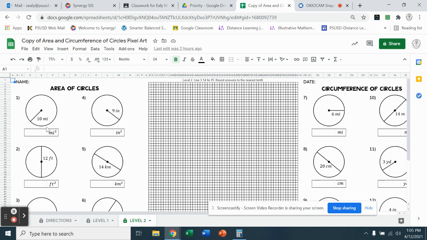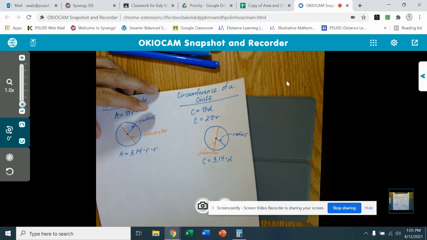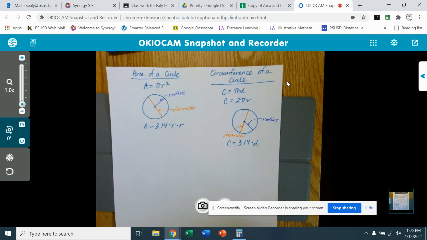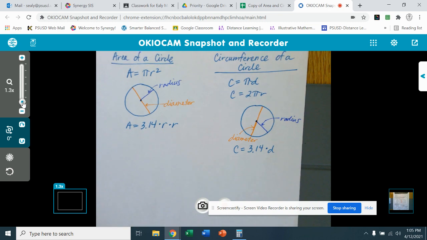So here's our first problem. We have 6 problems for area, and we have 6 problems for circumference, and then it will give us the picture in the middle. I'm going to go over the area of a circle, how to find it, the circumference of a circle, how to find it, and then I'm going to do a couple problems with you.